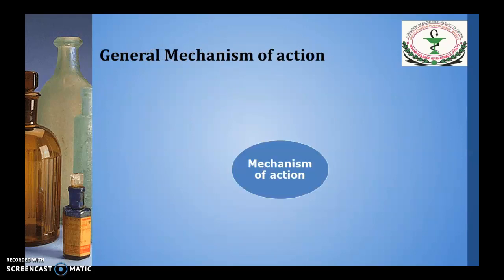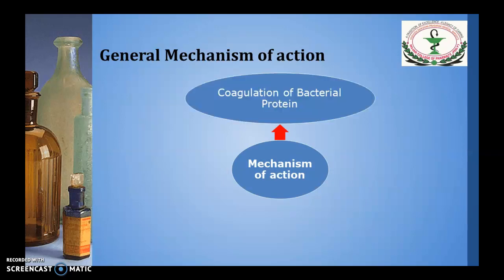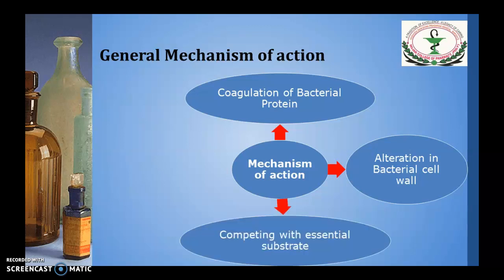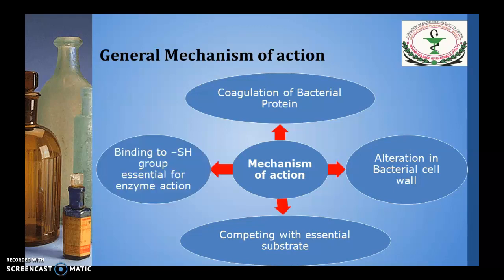Now we will see the general mechanism of action of these agents. First, some of them will cause the coagulation of bacterial protein, thereby killing that bacteria. Second possible mechanism is that some agents may alter the bacterial cell wall so that it will be vulnerable to the surrounding, which may lead to killing of that microorganism.